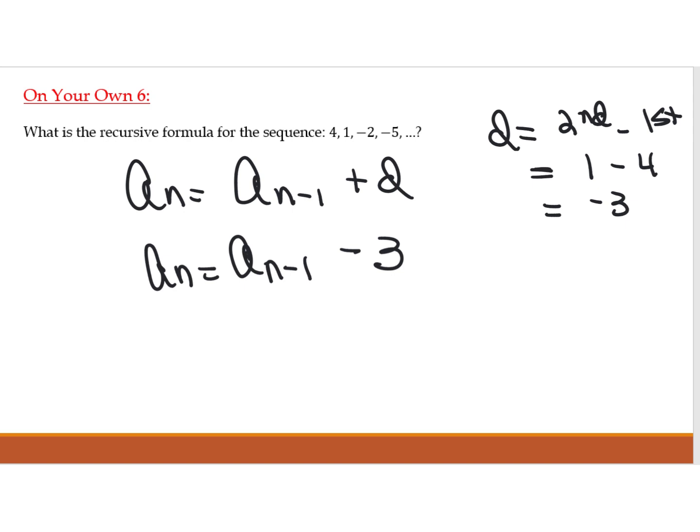Again, I am going to post the formula sheet for Algebra 2 that can be used on tests, on quizzes, on the SOL test. That way you will know what your explicit formula is and what your recursive formula is.